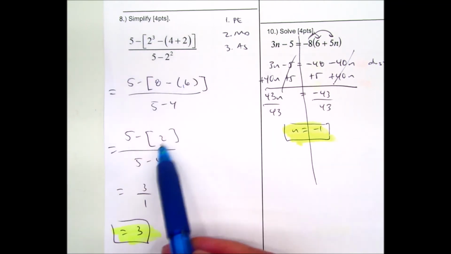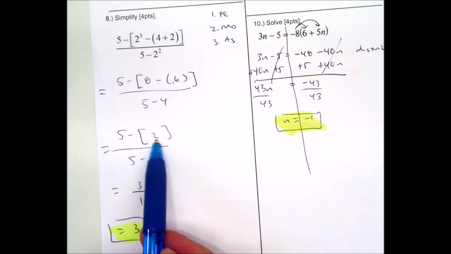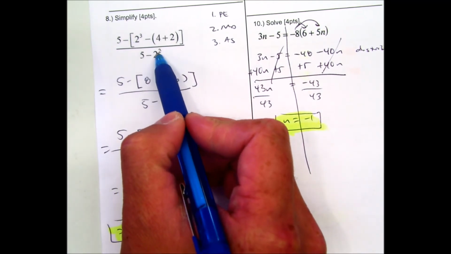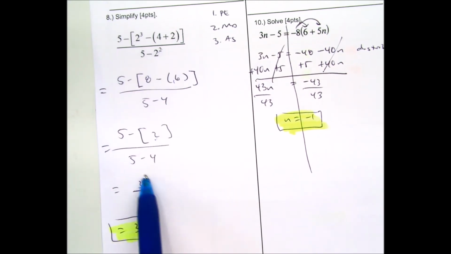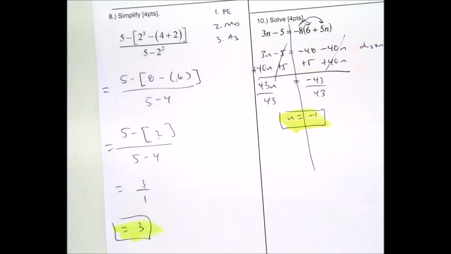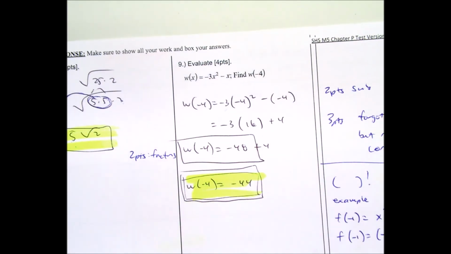8 minus 6 is 2. Here I have the 5 minus 2, which gives me 3. In the denominator, this was 2 squared, so that is 4. And 5 minus 4 is 1, so 3 over 1 is 3. Make sure, as the directions tell you, to show all your work and box your answers.